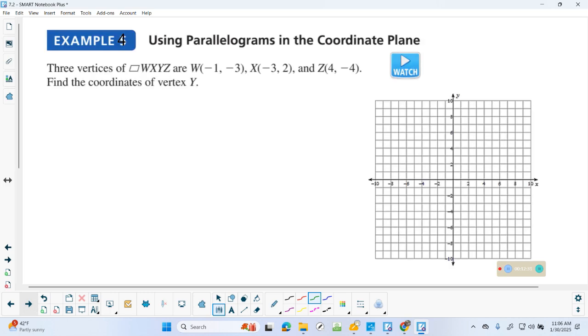Start plotting the points. 3 vertices are given, and then it wants you to find one. So W is at -1, -3. X at -3, 2. Z at 4, -4. So notice, hang on before you start connecting things. Notice you only have 3 vertices. We have to find the 4th one.